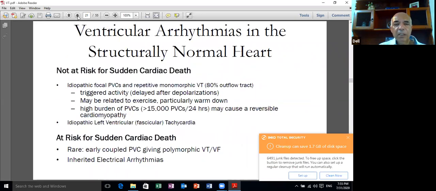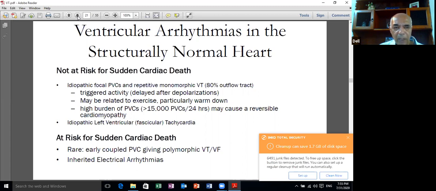Now, let's start with the first group: ventricular tachycardia without structural heart disease, in the presence of a structurally normal heart. These are the two groups. A group in which there is no risk of sudden death, so this group is not an indication. As a matter of fact, it is a contraindication for ICD. And a very rare group at risk of sudden cardiac death, and this is another situation.